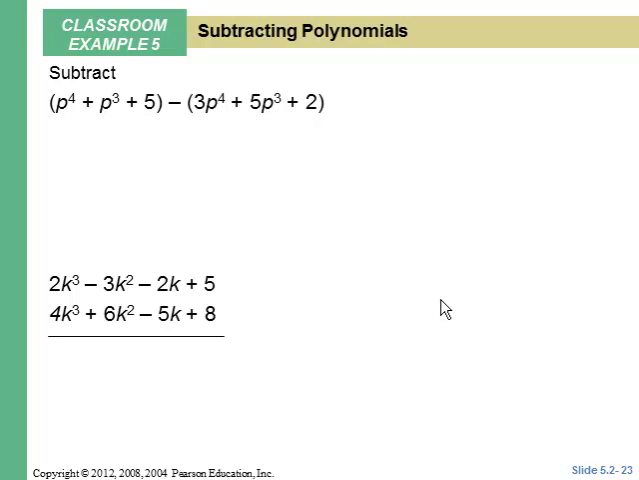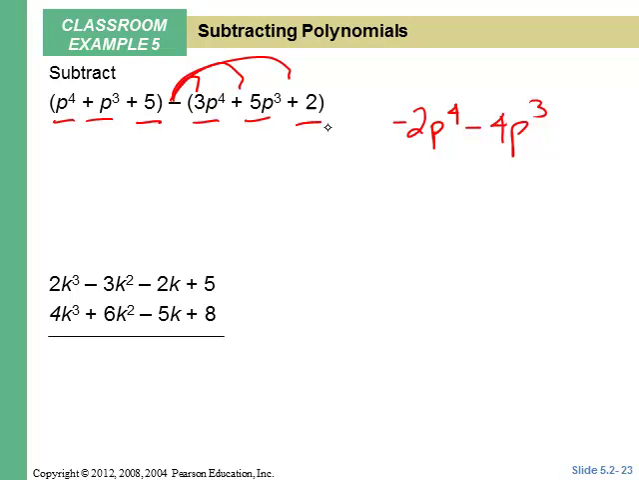Subtracting polynomials then, notice this subtraction sign applies to each part. So it'll be p to the 4th minus 3p to the 4th is negative 2p to the 4th. p cubed minus 5p cubed is minus 4p cubed. 5 minus 2 is 3.